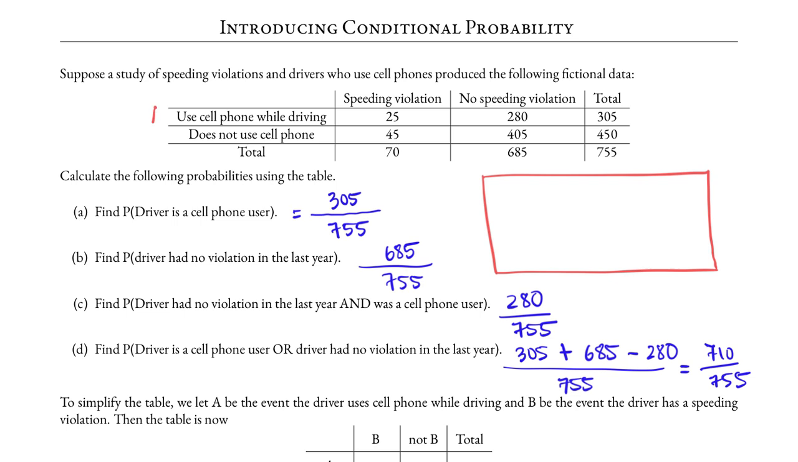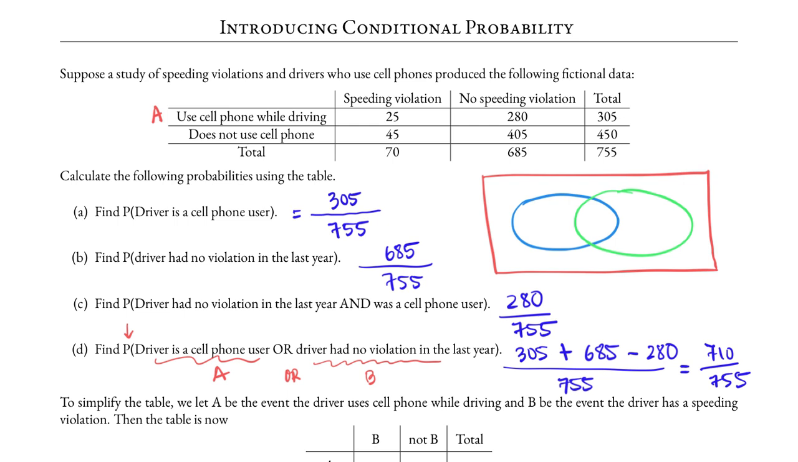We let A be the event that the driver used a cell phone. B be the event that the driver had no violation. And we're looking for the probability of A or B. Using the Venn diagram, we draw one circle for A, the event that the driver used a cell phone while driving. And we draw another circle for B, no violation. And we assume that there is something in common here when we draw a Venn diagram. The first event is A, the second event is B.